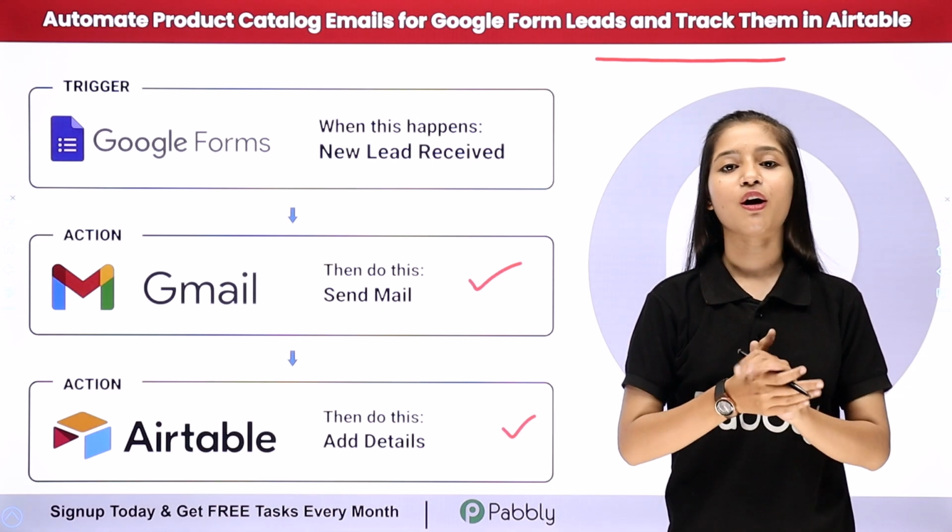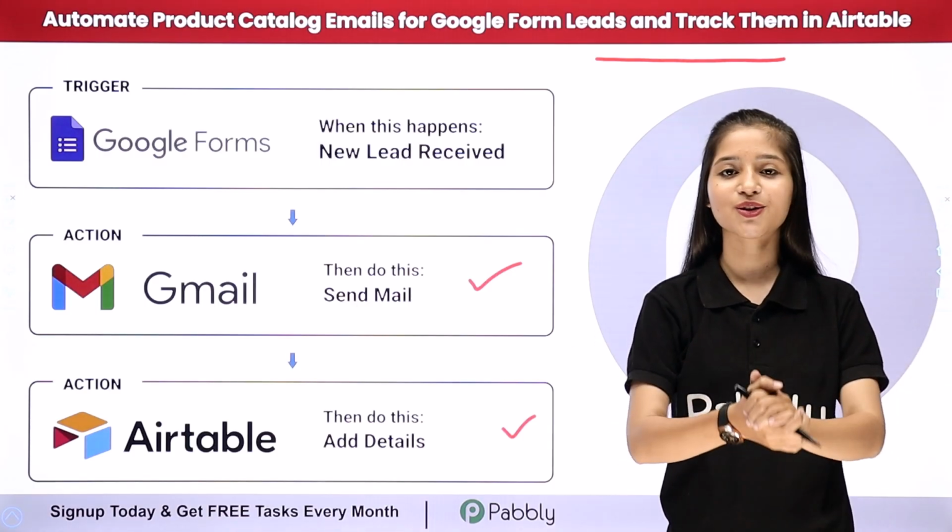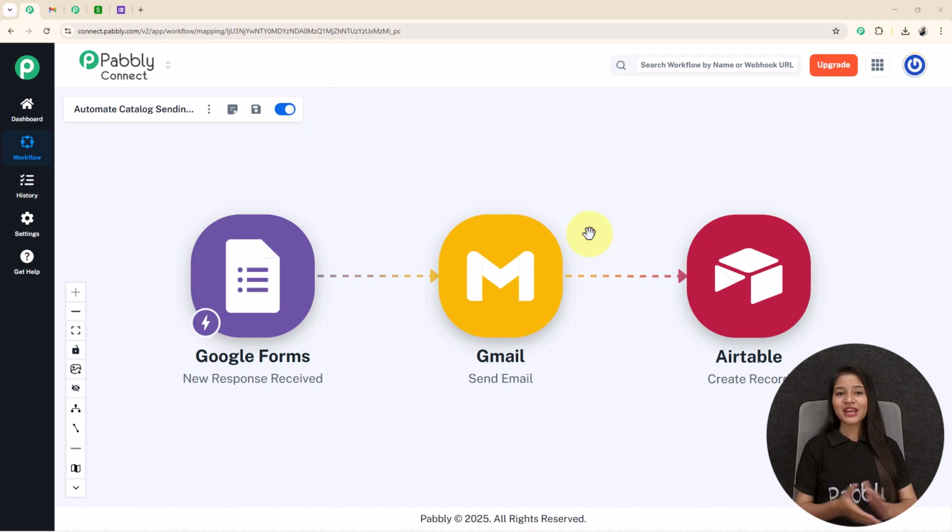So now, to see the working of this amazing automation and learn the process step by step, let's go to my screen. Welcome to my screen, everyone. This is the automation that I have done: whenever any new catalog request comes into my Google Form, one product catalog mail is automatically sent to my user's Gmail account, based on the details they provided while filling my Google Form. Also, their leads are stored in my Airtable.